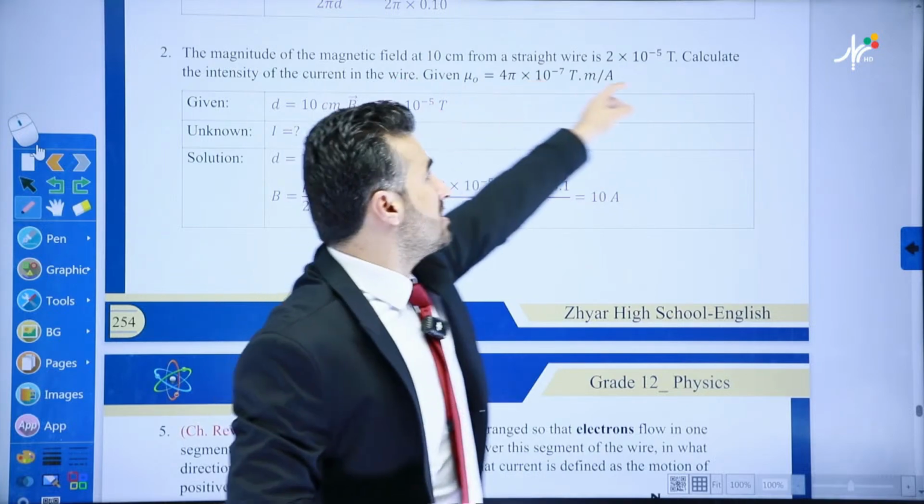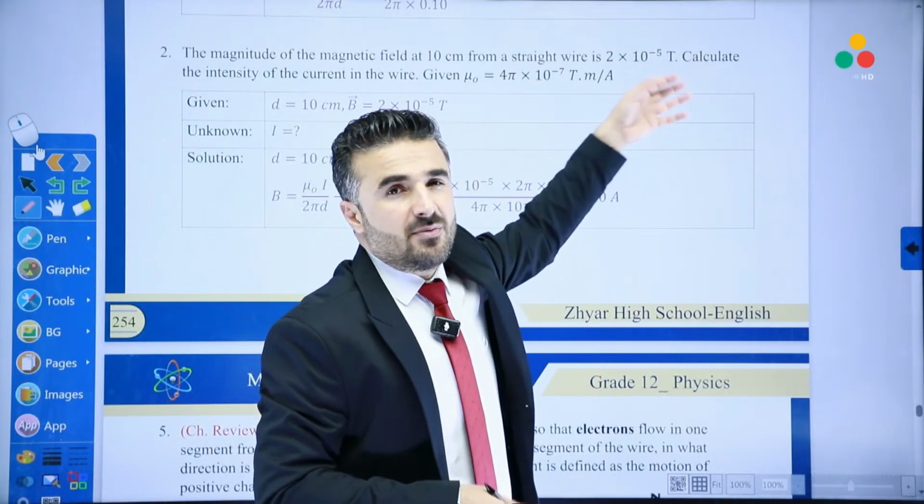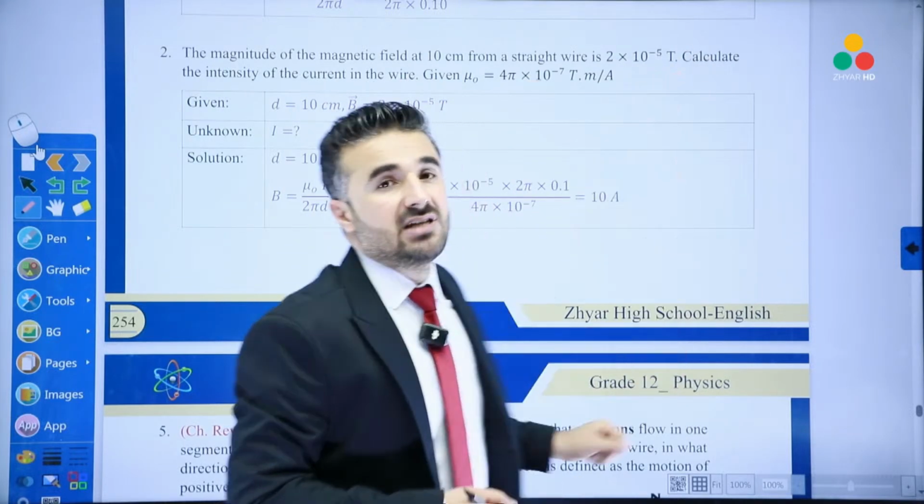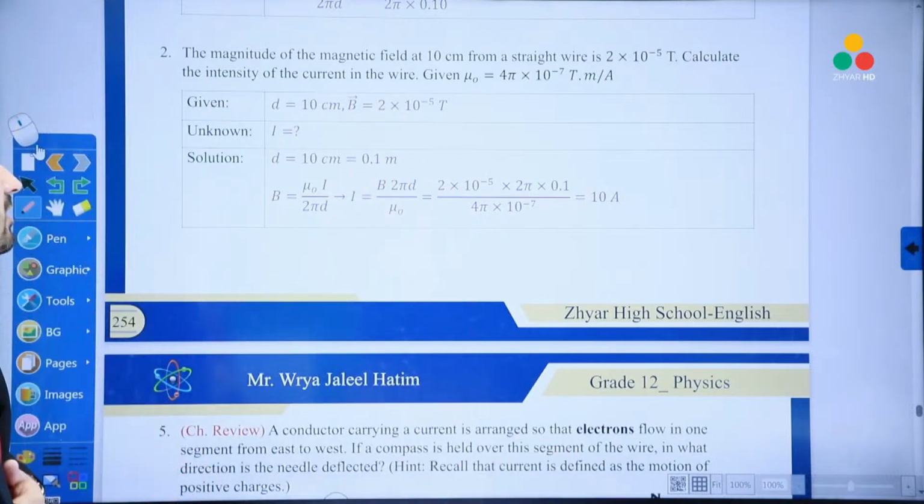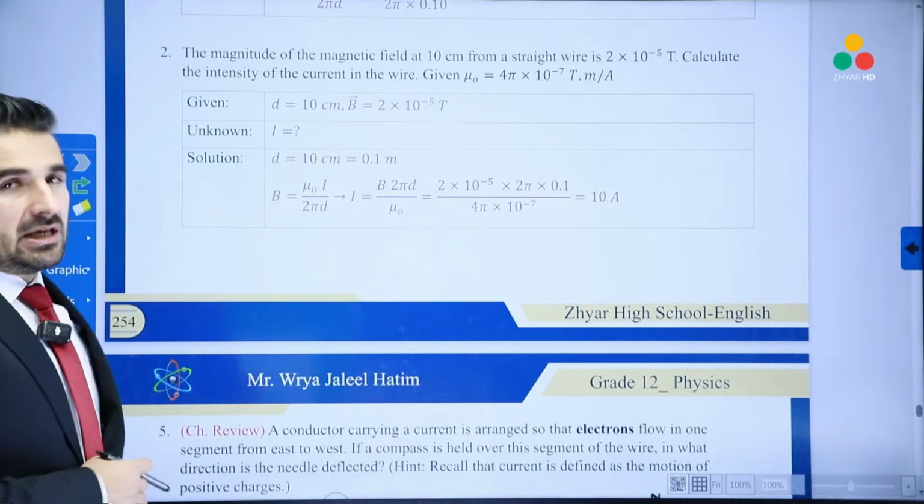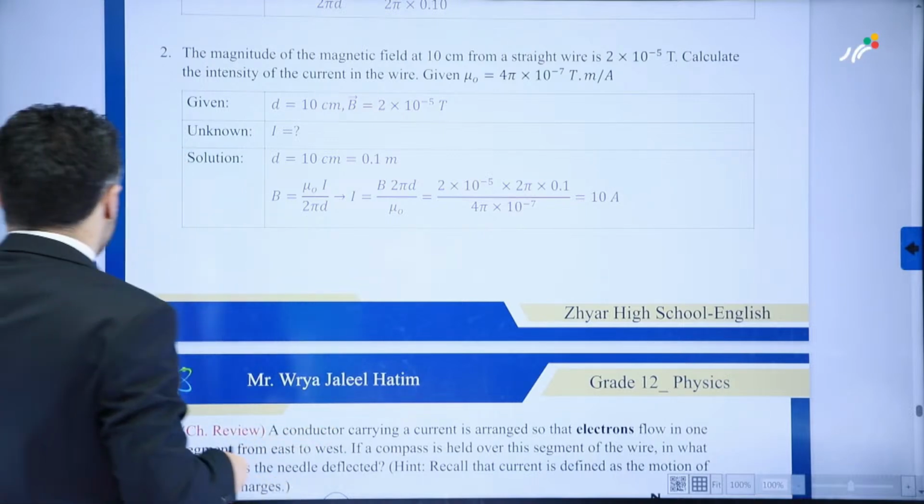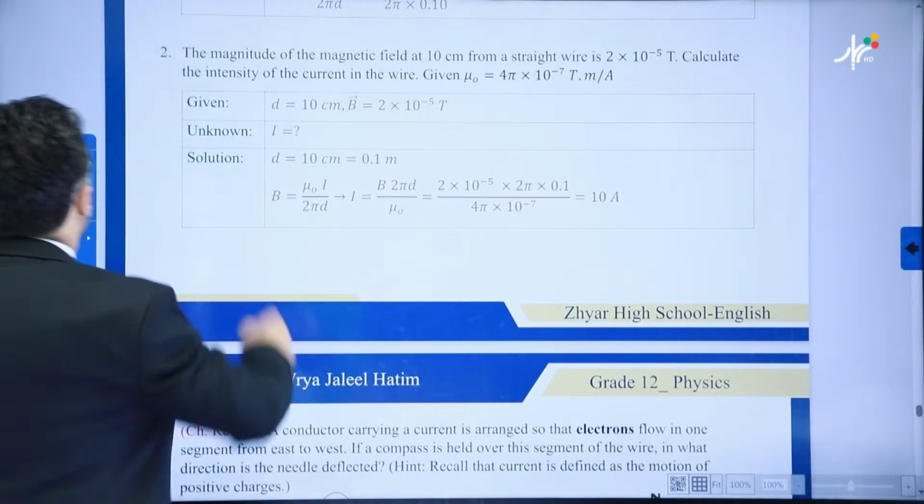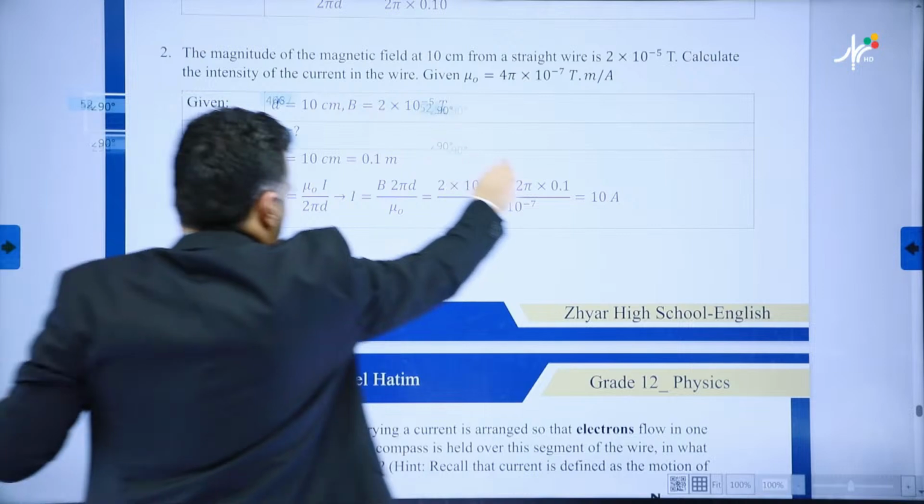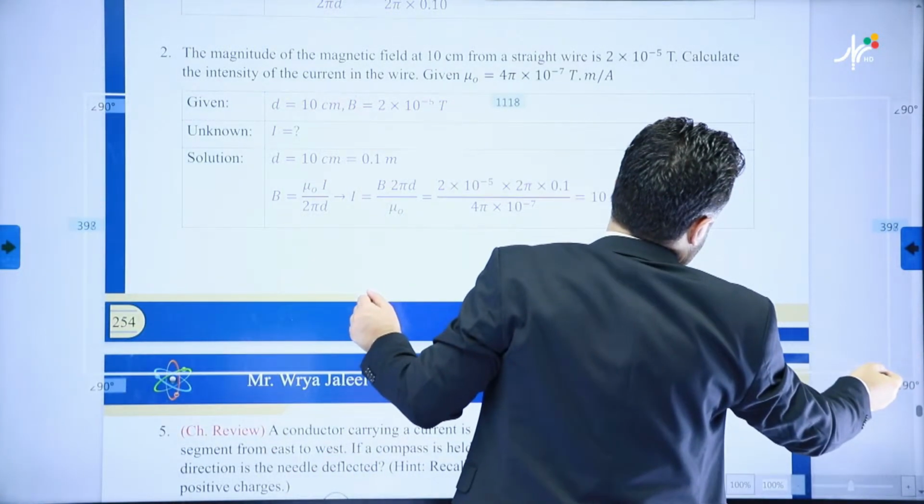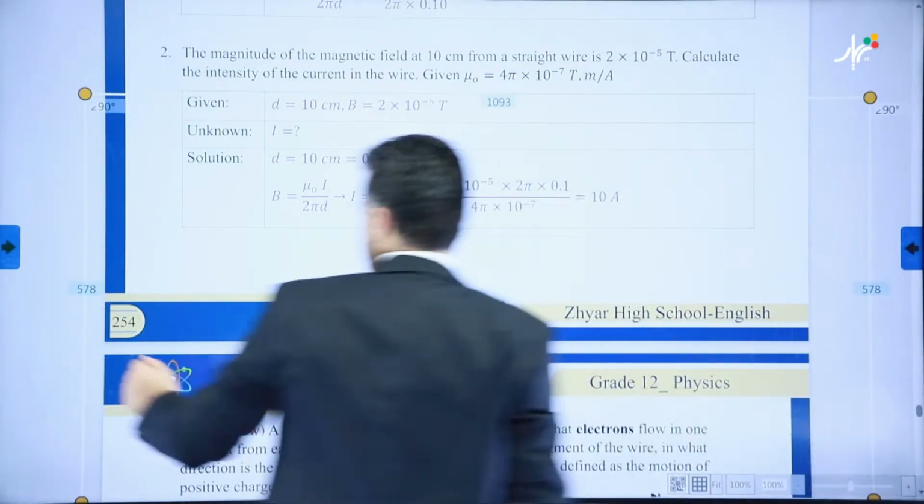Even if they don't tell you this, you should know that this is the magnetic field strength in the unit Tesla. The question says, calculate the intensity of the current in the wire given mu naught equals 4 pi times 10 to the power negative 7. Okay, so let's solve this question as well, since this is also very easy, just the application of the equation.